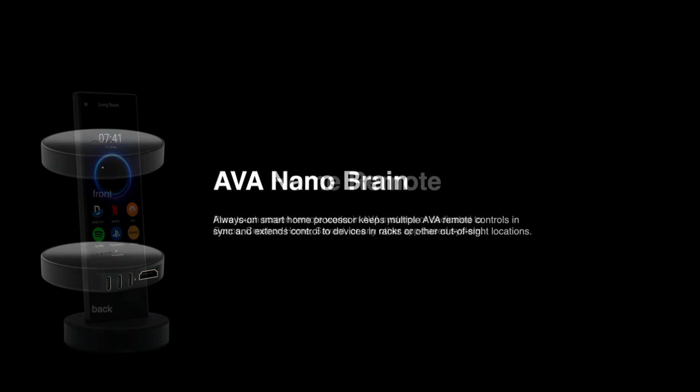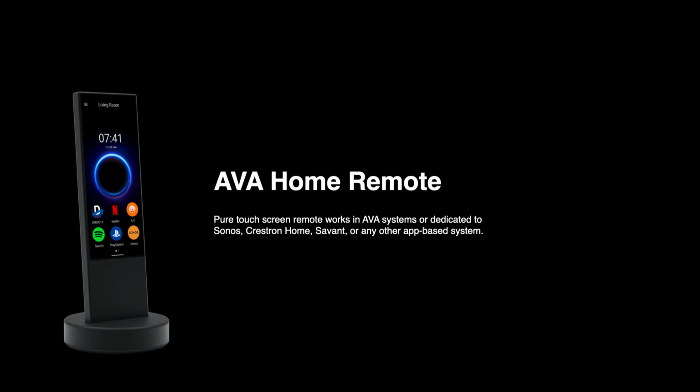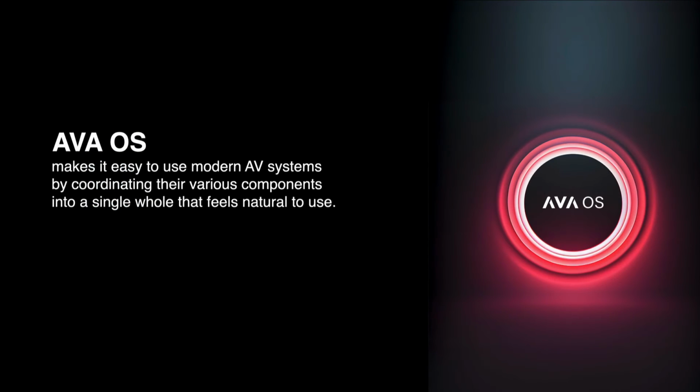And AVA Home Remote is often used in rooms without a TV screen, where touchscreen control of lights, music, comfort, and other amenities still matters. Whichever of these is in a system, AVA OS makes them all work together and enables control of the various devices in a modern home.